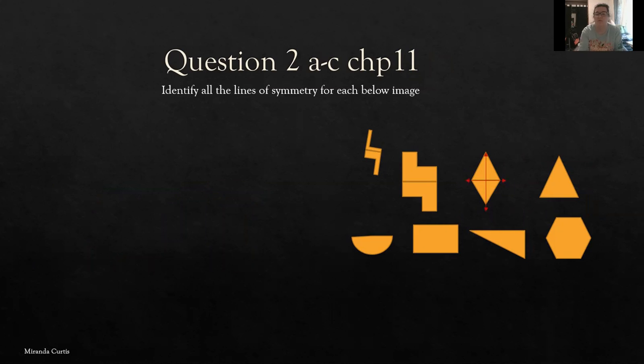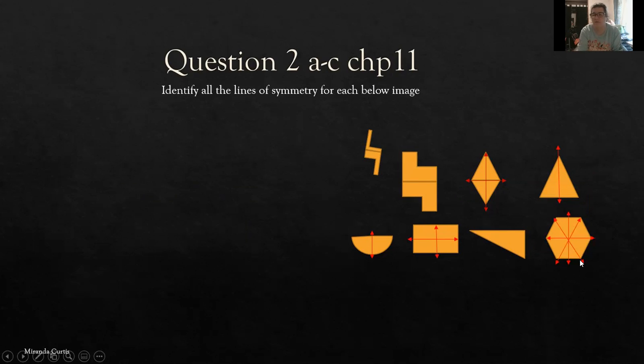Our first image we're going to look at is this diamond, and we see that we can cut across it in the middle. It means we can fold it into 4. Our next one is the triangle, and we can only fold that in half. So that's our line of symmetry. And then our half circle, we can only fold it once, in half. And our rectangle, we can fold it twice.